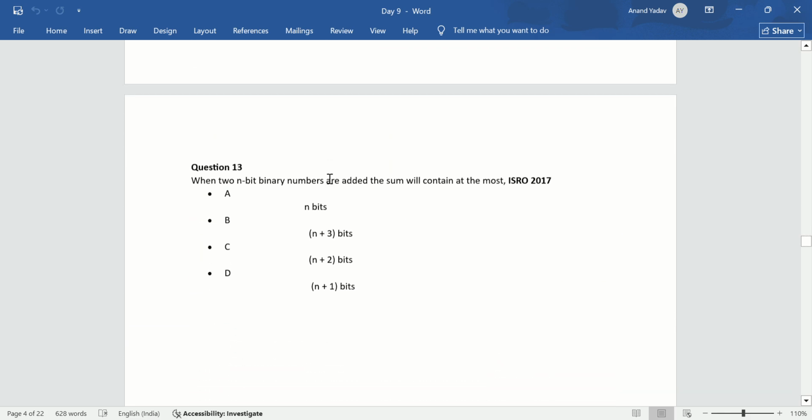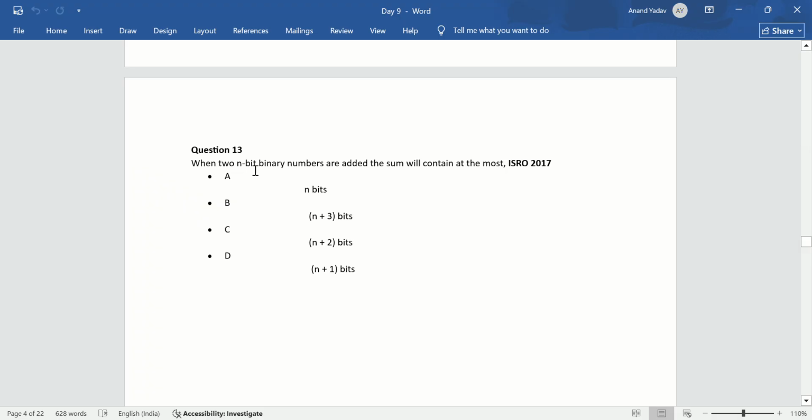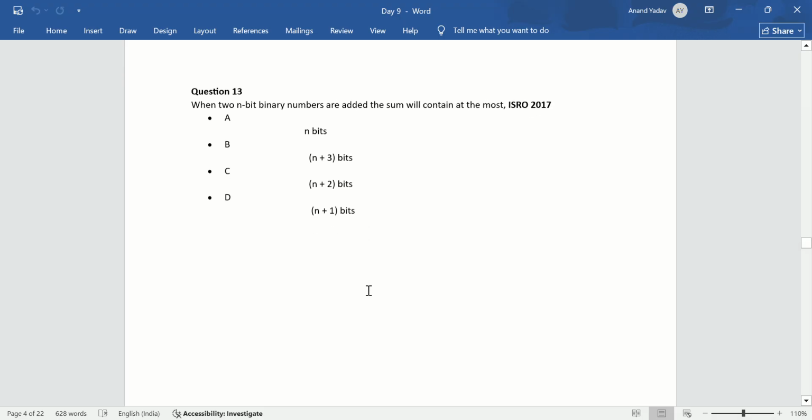Now next one is question 13. When two n-bit binary numbers are added, the sum will contain at the most n plus 1 bits. If we add two n-bit binary numbers, then we will get a sum of n plus 1 bits.